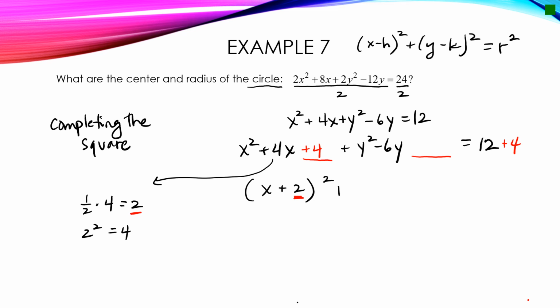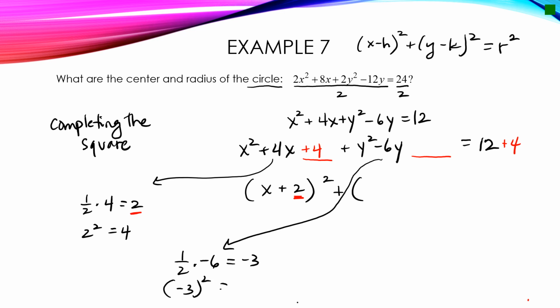For the y, I'm going to do the same process. I'm going to take half of negative 6, which is negative 3, and negative 3 squared is 9. So I'm going to add 9 on the left, and I'm going to add 9 on the right. When I factor y squared minus 6y plus 9, I get (y minus 3) squared. Remember where that minus 3 comes from? It's the number before we squared it.